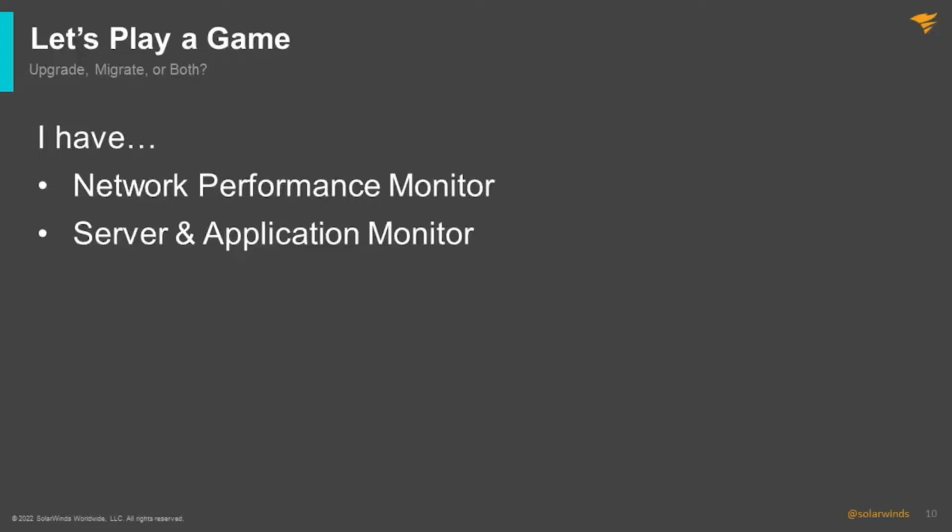I had NPM and SAM. What am I getting? What do I want? To draw a direct equivalent, a customer with NPM and SAM is going to look at HCO Essentials. Essentials is providing you with all of the functionality of those two modules in addition to others, like the ability to capture logs and monitor IP addresses. So you're getting a broader set of functionality than you currently own in a simplified node-based license.